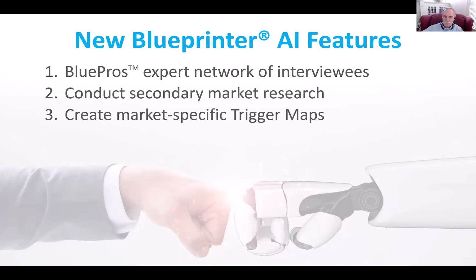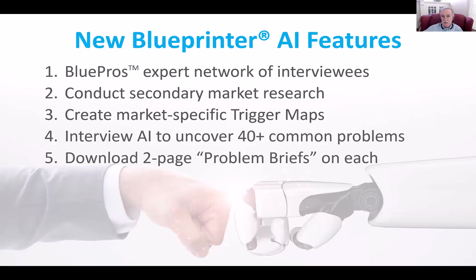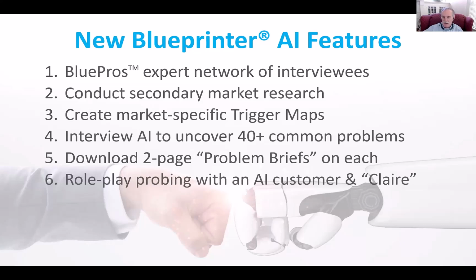Now you can create trigger maps really quickly, and I'll review what those are if you're not sure what those are. Now, this feature we have had for 2 years. Everything else is brand new, but this one is foundational. It lets you get all these common problems, and then from there, you can download problem briefs on each problem, and you can role play with an AI customer and AI guide to get better.